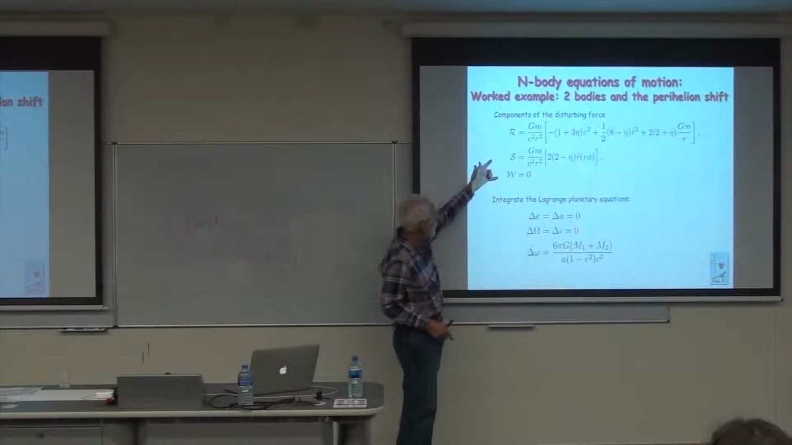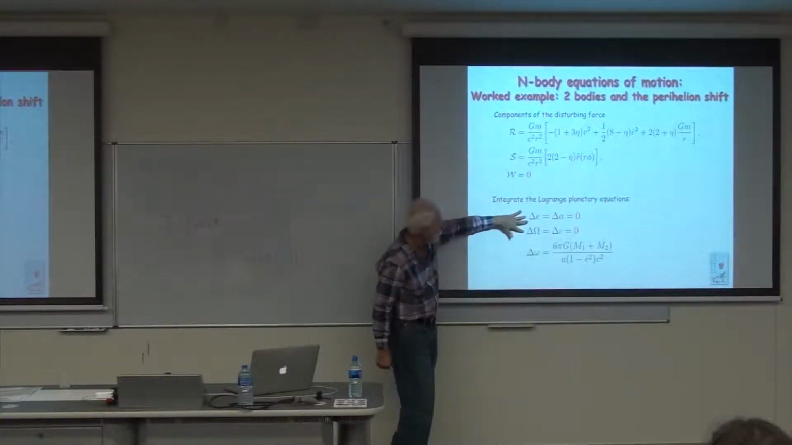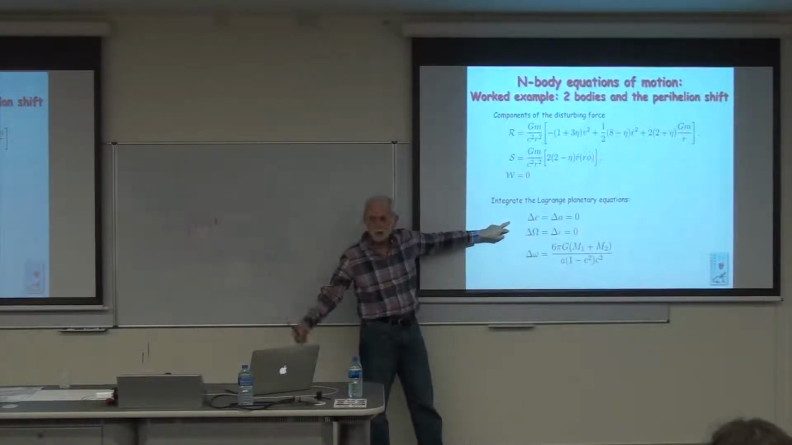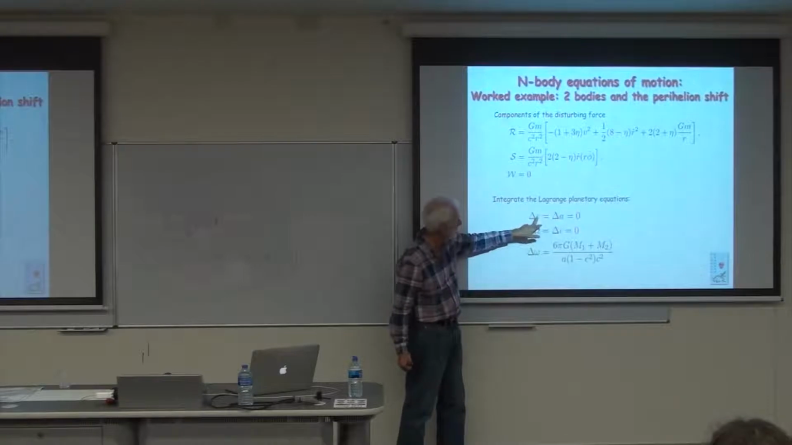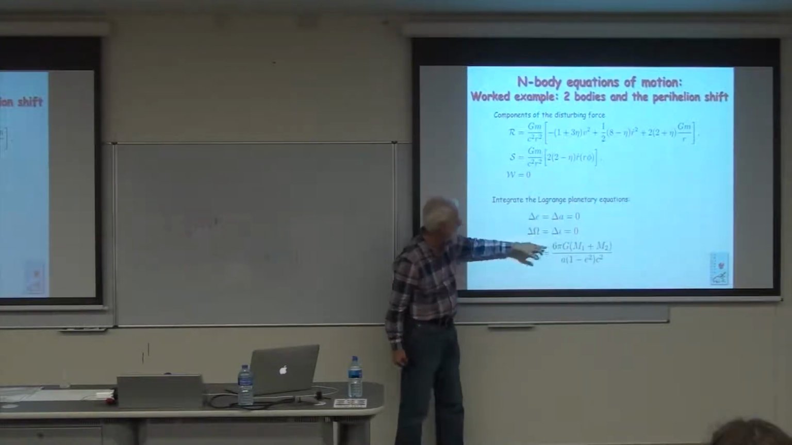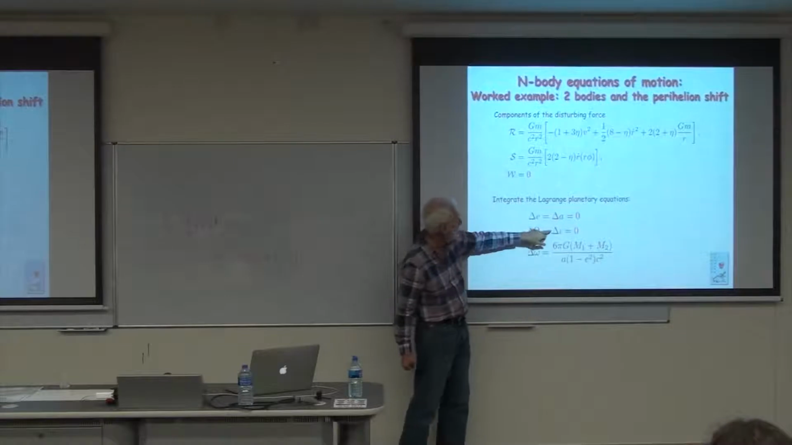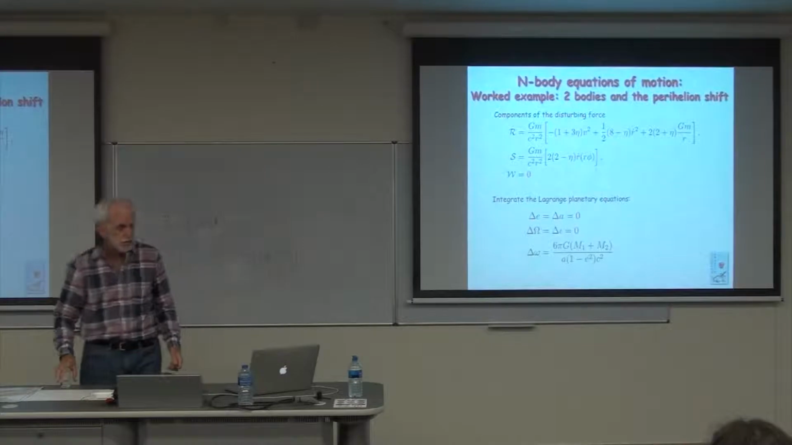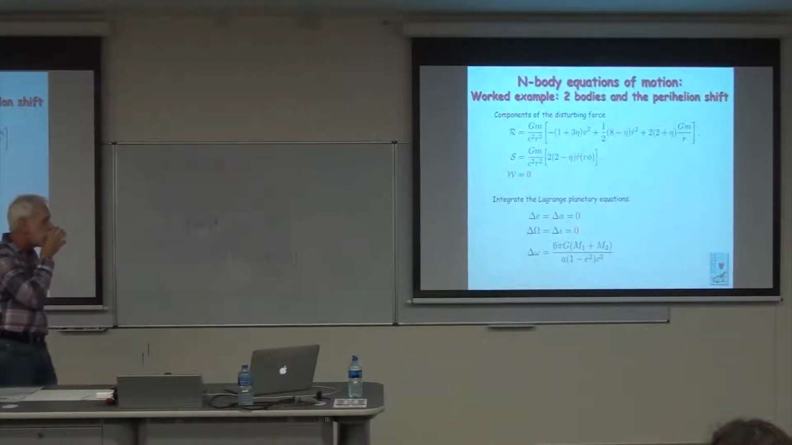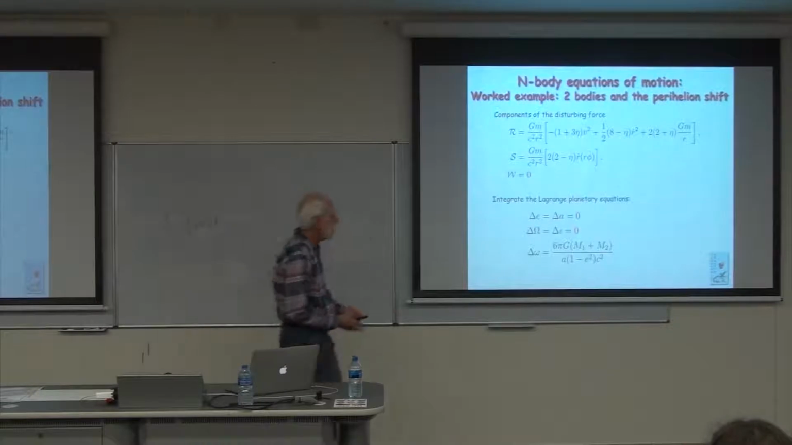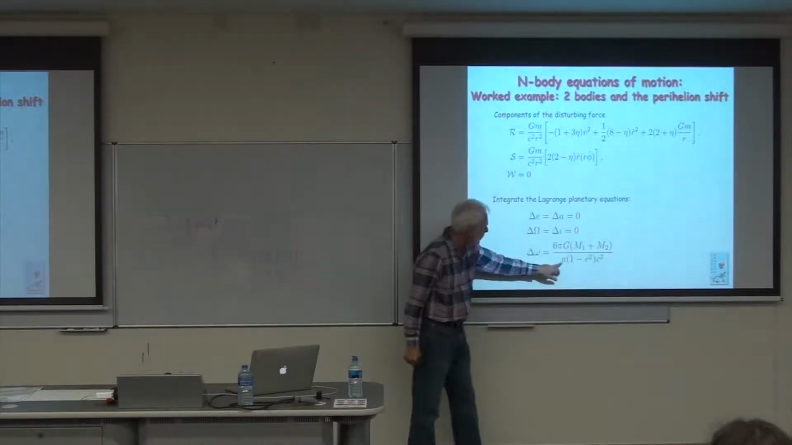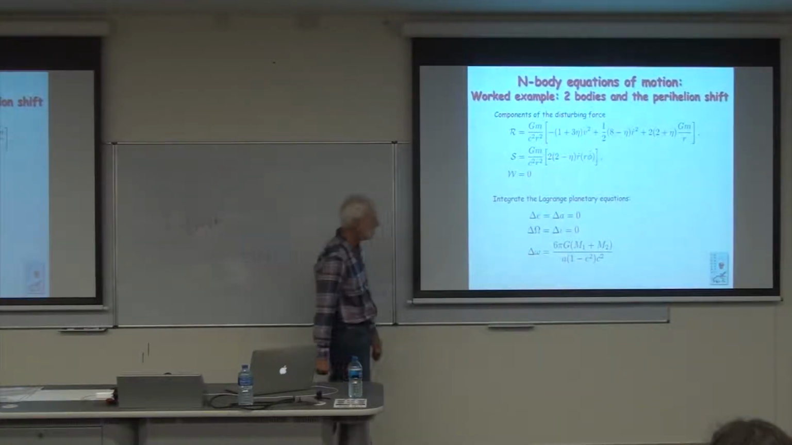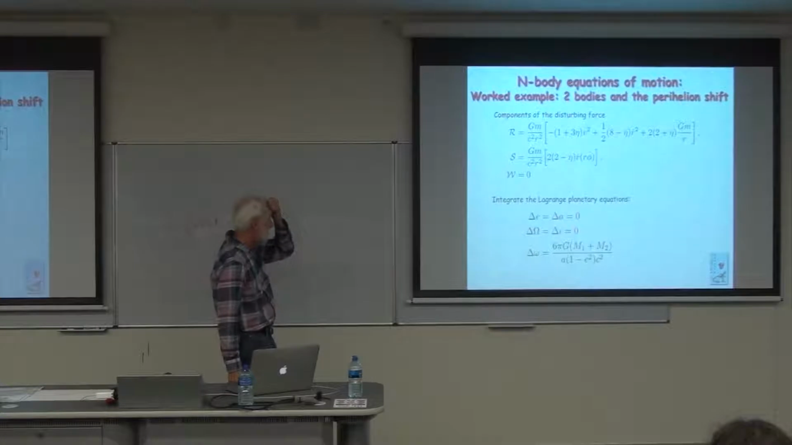Plug these into the Lagrange planetary equations, integrate over one orbit, and you discover these four constants do not change. No big surprise in some sense, because those are related to energy and angular momentum. The orbit stays in the same plane by definition. The only thing that changes is the pericenter angle. And you notice that it's given by the sum of the two masses, and a, the semi-major axis, times 1 minus e squared, 6 pi G over c squared.